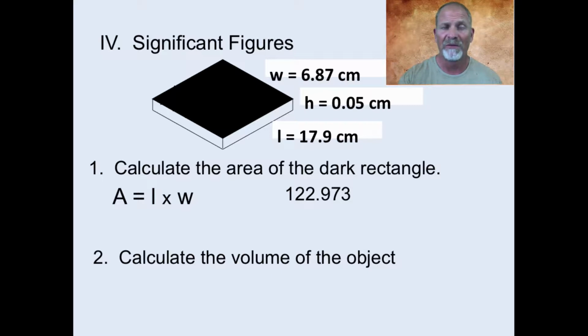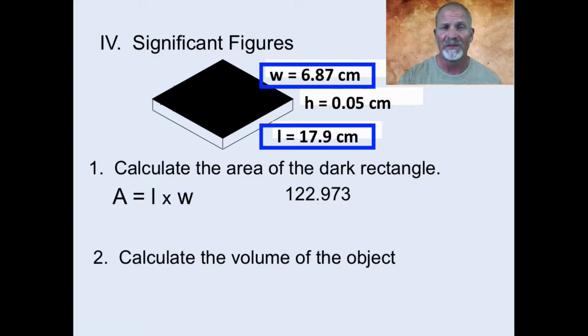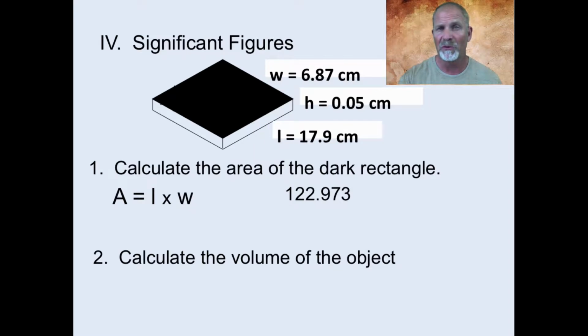Your calculator may even carry it out even further than this, but to determine sig figs, in the situation of multiplication, I'll talk about the rule more in a second, I have to look at my measurements. I'm looking for the least significant measurement, or the measurement with the least number of sig figs. And both of them, 6.87 has 3 and 17.9 also has 3. And we're going to learn the rules of how to figure that out here in a second.